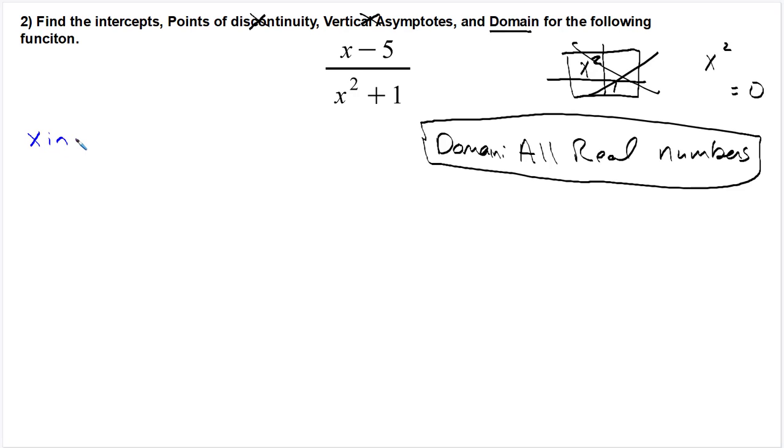So x-intercept comes from setting your numerator equal to 0. So x minus 5 equals 0. So x is equal to 5. So that means our x-intercept is at 5, 0.